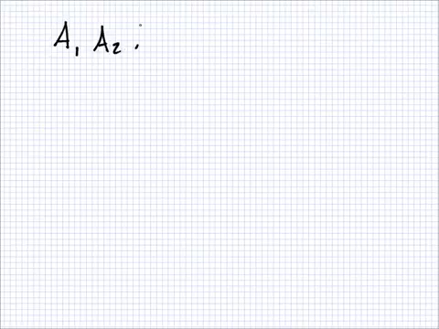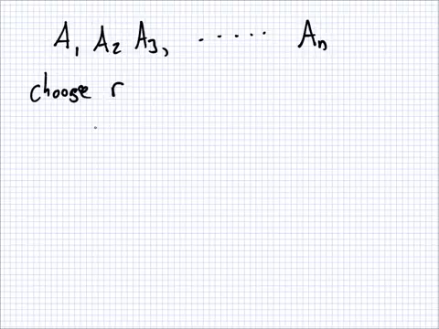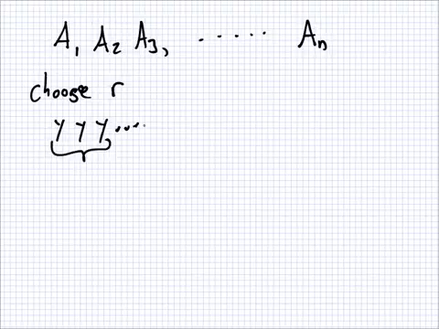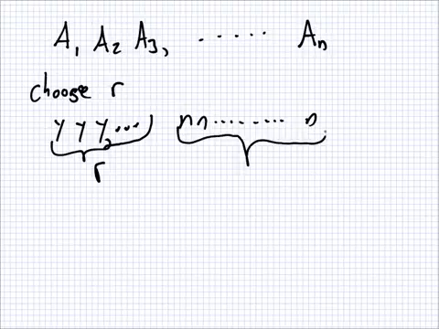So for example, let's say we had A1, A2, A3, etc., AN, and we want to choose R. So you would have, for example, yes, yes, yes. How many times would you have this? It would be R times. And then you would have no, no, dot, dot, dot, no. How many would we have here? N minus R. And then you can rearrange.